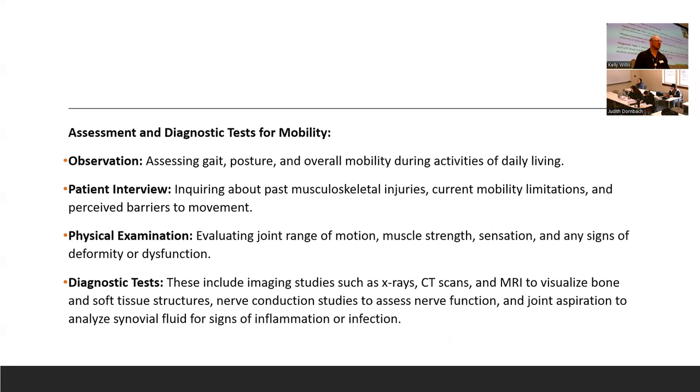Assessment and diagnosis for mobility. We're going to observe the gait and posture. Patient interview, that's pretty much with every disease process. We want to ask about any musculoskeletal injuries and what their mobility is like, if there are any deficits in that. Physical exam, and we did this first term where we went through the whole system, feeling the bones and the muscles and joints, and diagnostic tests. I don't believe there's anything specific on this, but know in general what we're going to use to visualize bones and soft tissue.